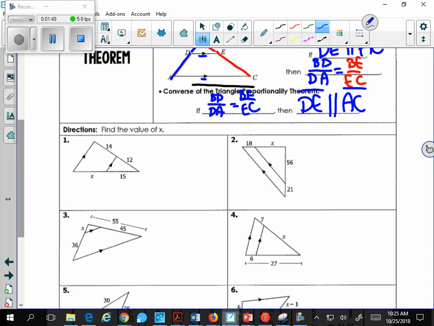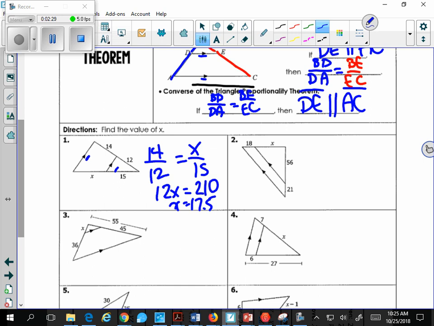For example, in number 1 here, I'm going to take 14 and 12. The reason I'm doing this is because I got my parallel lines right there, so my ratio of 14 to 12 should be proportional to x over 15. So I do my cross multiplication like we've been doing, and x equals 17.5. Just like that. So not too difficult.